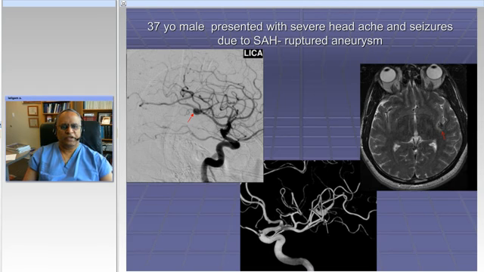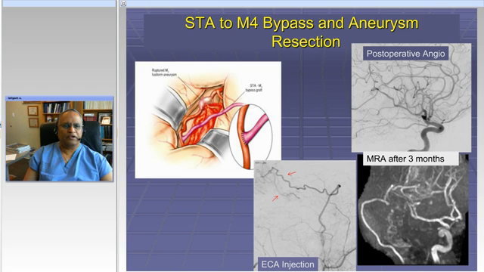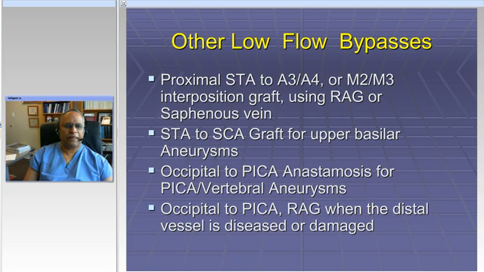Here's a patient who presented with severe headaches and seizures and subarachnoid hemorrhage, M4 aneurysm. You can see that here. We thought it might be a mycotic aneurysm, but it was not the case. It was actually just a fusiform developmental aneurysm. So we did an STA-MCA bypass and just did excision of the aneurysm. Here you see that. And this is the MRA after 3 months.